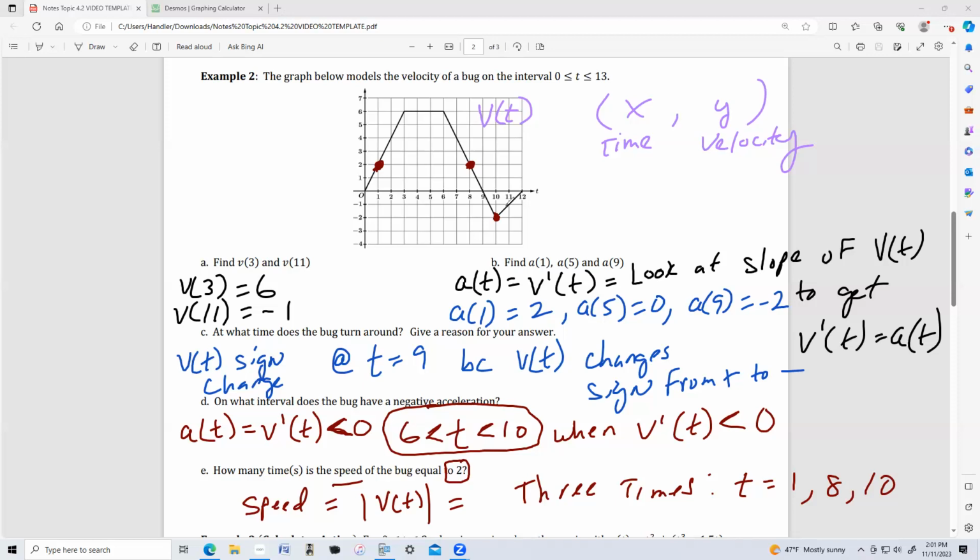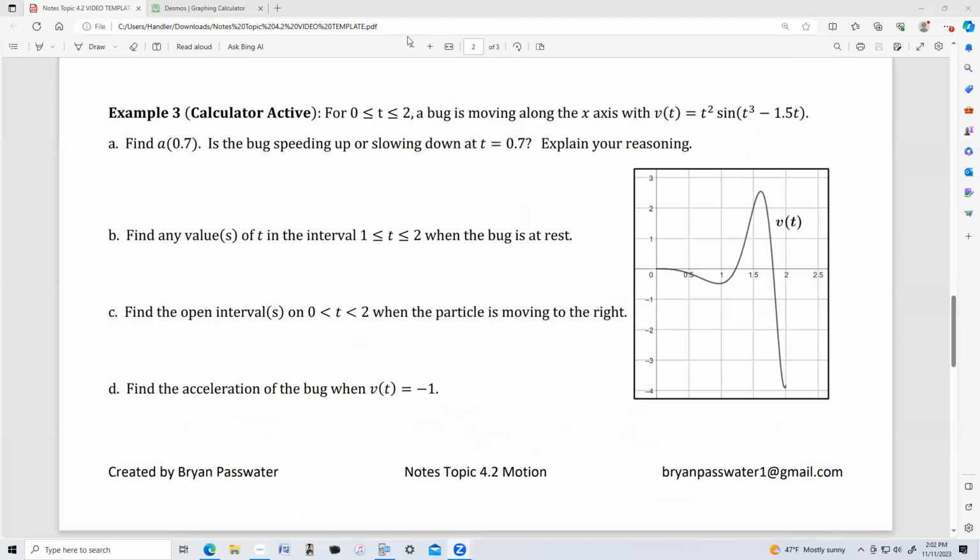Okay, so now we'll erase and we will go to example 3. Example 3 is extremely calculator active, meaning you're going to want your TI-84. That's what I'm going to do this demonstration on. This is based on TI-84. It says just in the small time interval, from 0 to 2, that's your domain, a bug is moving along the x-axis with a velocity. This is a velocity function. We're starting with a velocity function v of t equal to t squared times sine of t cubed minus 1.5t.